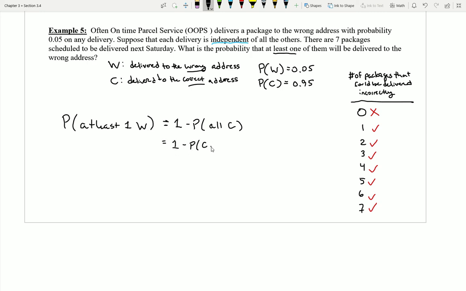Notice that's the probability of C and C and C and C and C, that's 5 C's, 6, 7. And since these events are independent, I know how I can calculate that probability. That's just going to be the probability of C times itself 7 times, or I'll raise it to the 7th power. So that would be 1 minus 0.95 to the 7th power. Now if I crunch all this out in a calculator and I do the 1 minus, I should end up with the value of 0.3017.